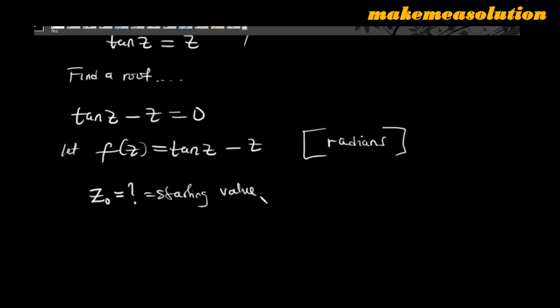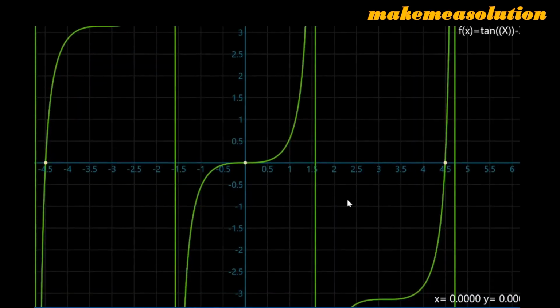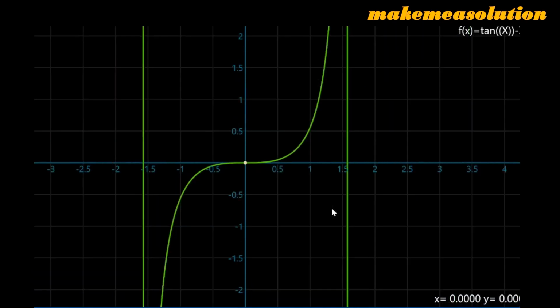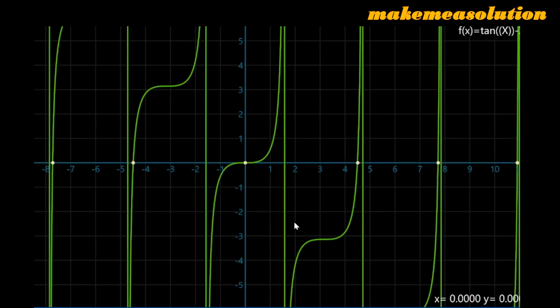Okay, so let me show you the graph of this function, so that you understand how it is. So I'm just going to plot tan x minus x. So this is in radians, and I press enter. So now this is how complicated this function looks. Okay, so this is how complicated it looks. So let's analyze the function together. Now the function has asymptotes. All these vertical lines are called the asymptotes of this particular function.